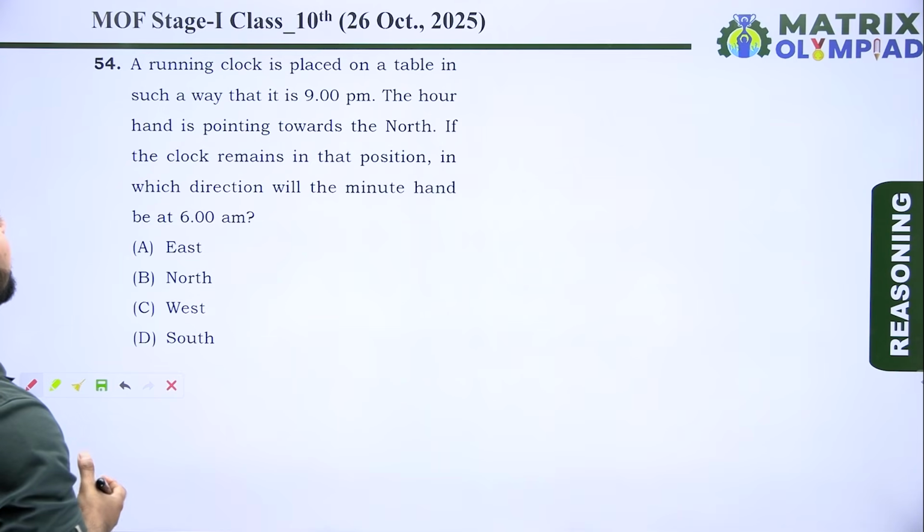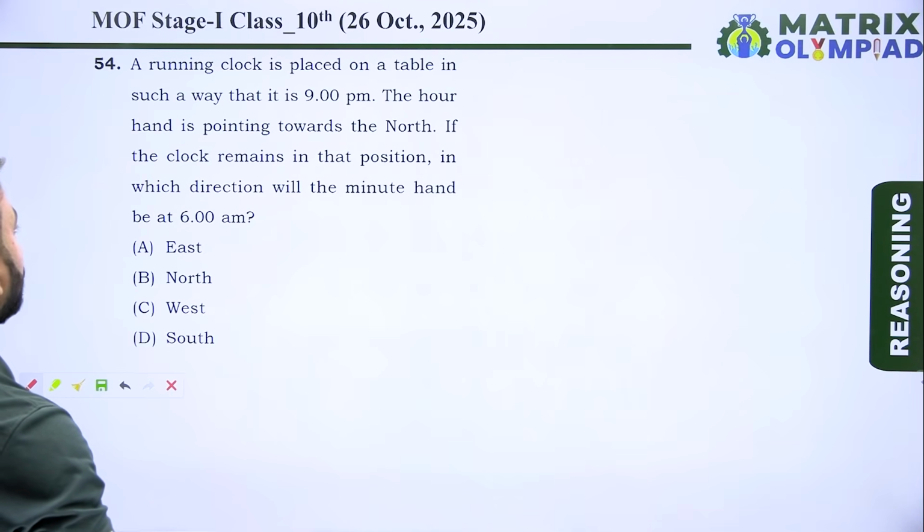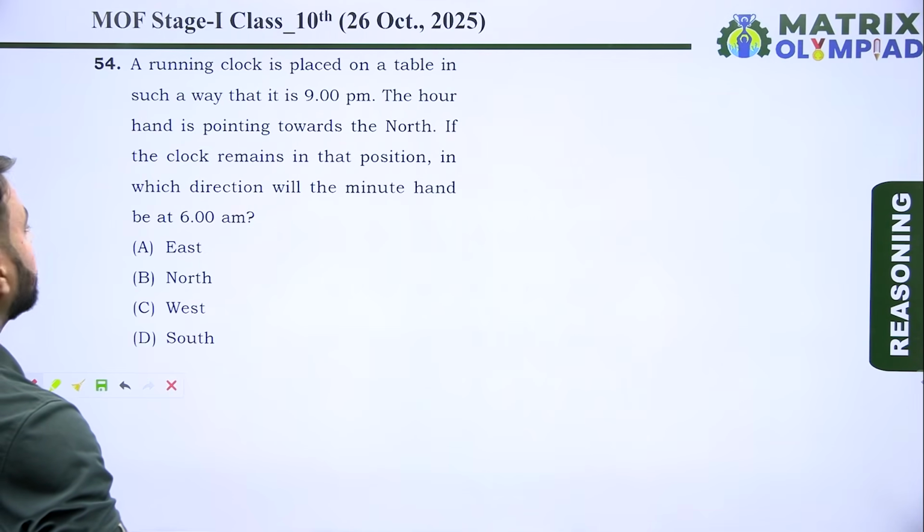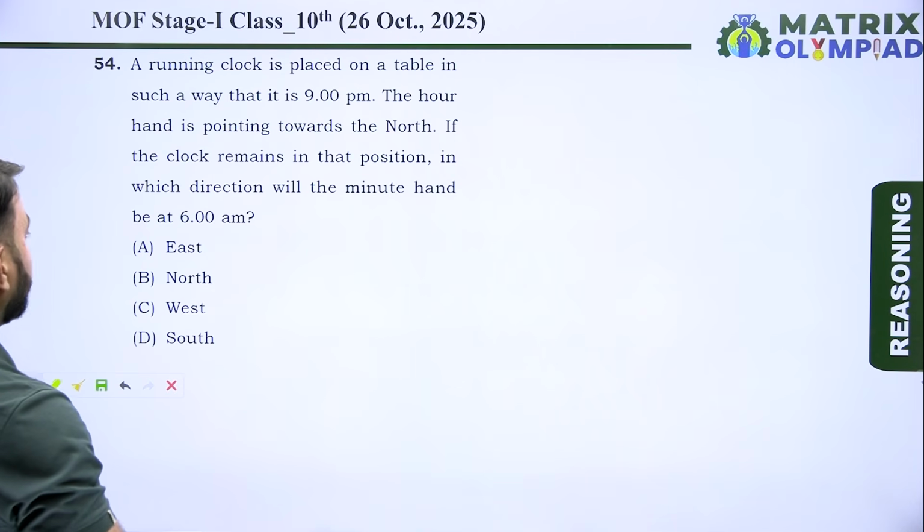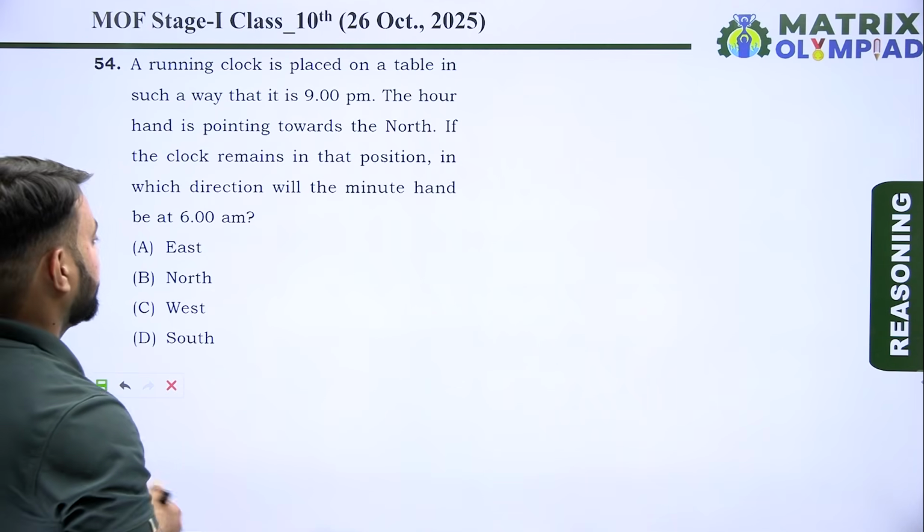A running clock is placed on a table in such a way that at 9 p.m. the hour hand is pointing towards the north. If the clock remains in that position, in which direction will the minute hand be at 6 a.m.?